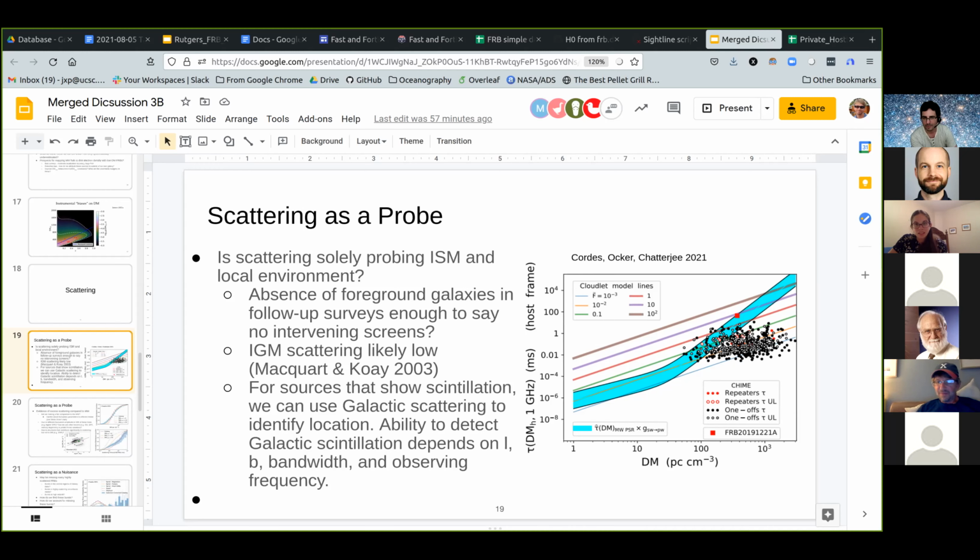But the question I was going to ask, and this goes back to both what Ron and Jason Hessels said: I'm going to make a slightly controversial statement that if we cannot convincingly model the intrinsic pulse profile, I'm not sure that we can convince people that we've detected scattering. Does that seem like a fair statement? Yeah, I think that makes sense.